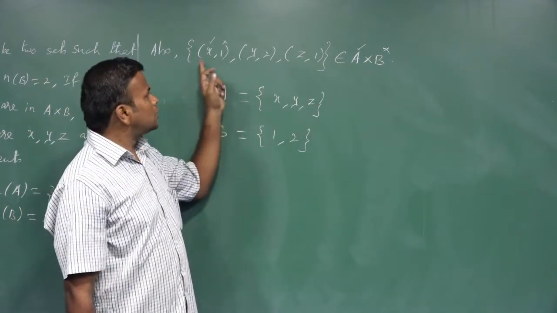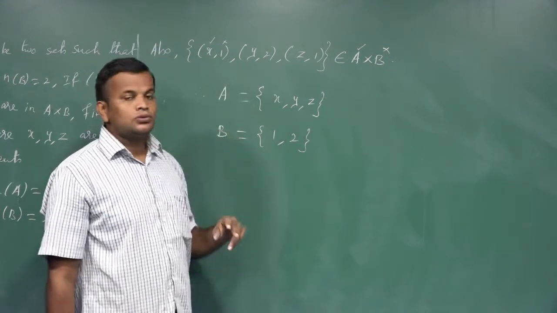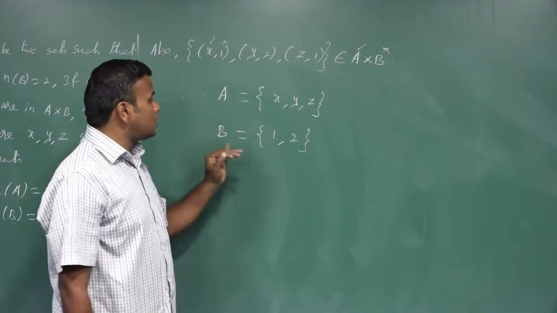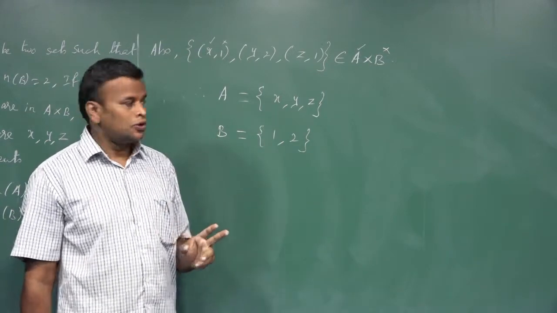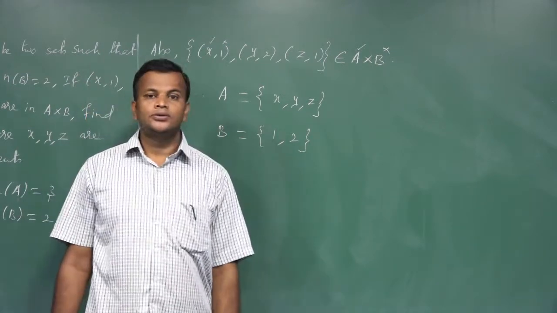So the value of A is x, y, z. And the value of B is just 1 comma 2. We don't write the repeated terms, because the total number of values of n of B is just 2. So A is x comma y comma z, and B is 1 comma 2.